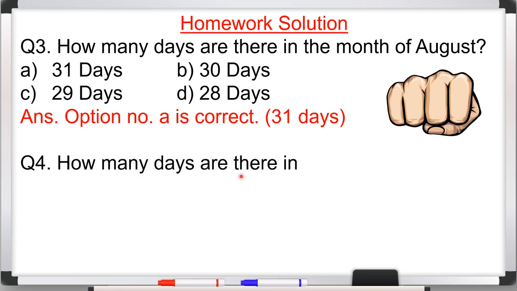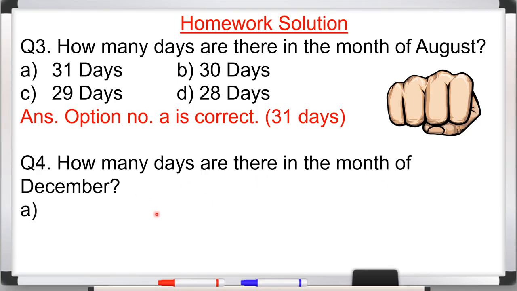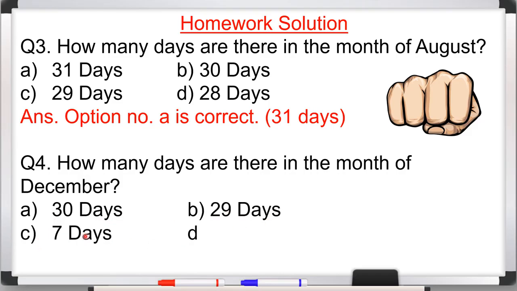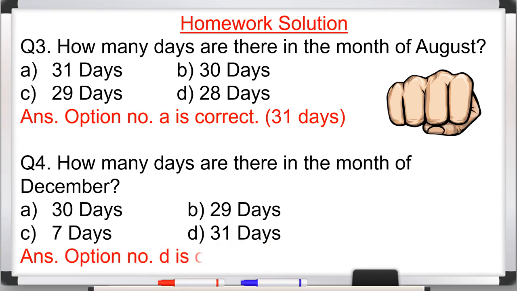Okay, now question number 4. How many days are there in the month of December? Options are A 30 days, B 29 days, C 7 days, or D 31 days. So let's count: January, February, March, April, May, June, July, August, September, October, November, December. So again December is at an upper impression. So there are 31 days in the month of December. So option number D is correct, 31 days.